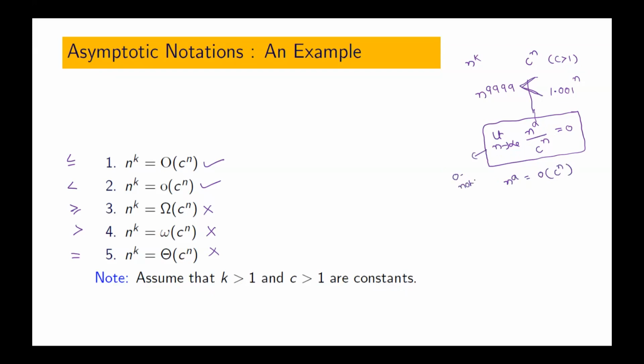Little o, this is small o. Anyhow, we'll be discussing this after some classes. So this holds: limit as n tends to infinity of n power a by c power n is 0. This is the definition of little o notation. Hence, we can say that n power a equals little o of c power n. So we will come to this after some classes.